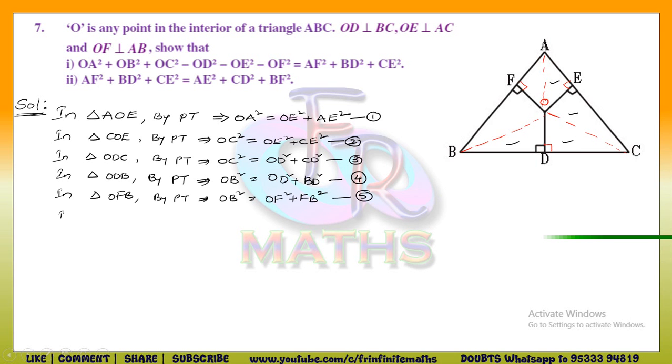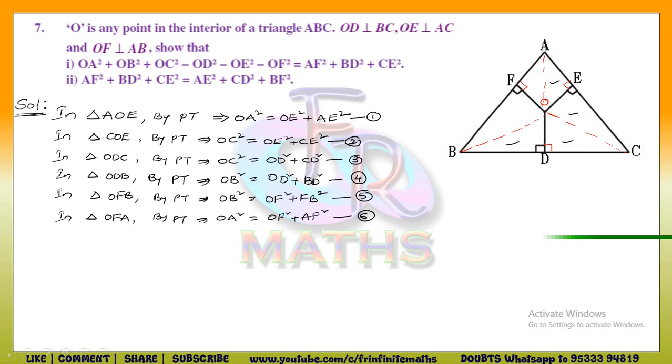Next, moving on to the sixth triangle. What is the sixth triangle? OFA. By Pythagoras theorem, what can I say? OA square is equal to OF square plus AF square. Let this be equation number 6. So totally how many equations did we get? We got 6 equations, right?